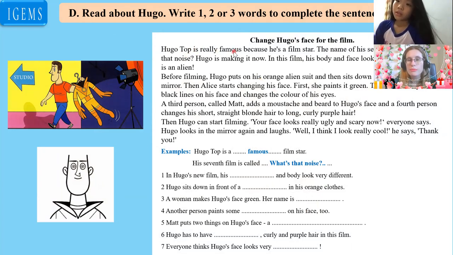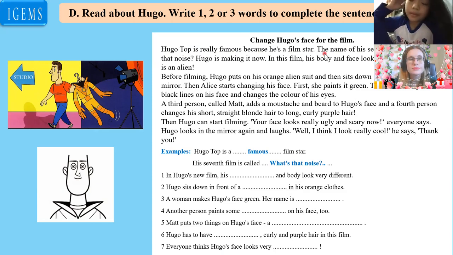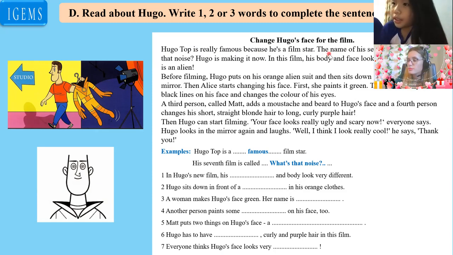Hugo Top is really famous because he's a film star. Hugo Top is very famous. Really? Famous because he's a film star. Good. The name of his seventh film is What's That Noise? Hugo is making it now.